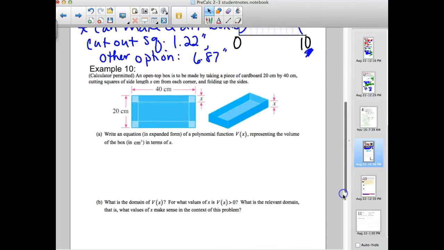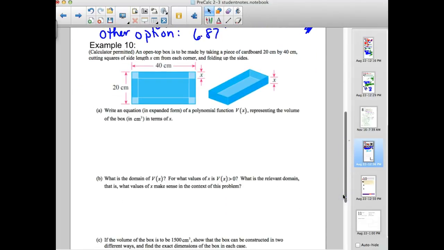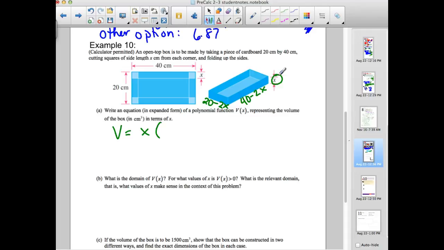All right, with example 10, again, they've given us that same type of picture. We have a 20 centimeter by 40 centimeter piece of cardboard this time, and again, we're cutting those little squares out to make a box. So if we think about our dimensions, our height here is x, and we would have 40 minus 2x as our longer side and 20 minus 2x as our shorter side. So again, our volume equation, length times width times height, we have a height of x, a width of 20 minus 2x, and a length of 40 minus 2x.